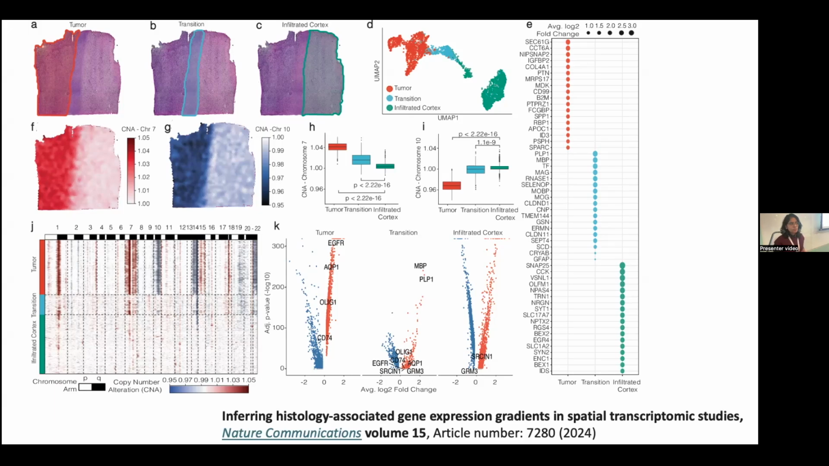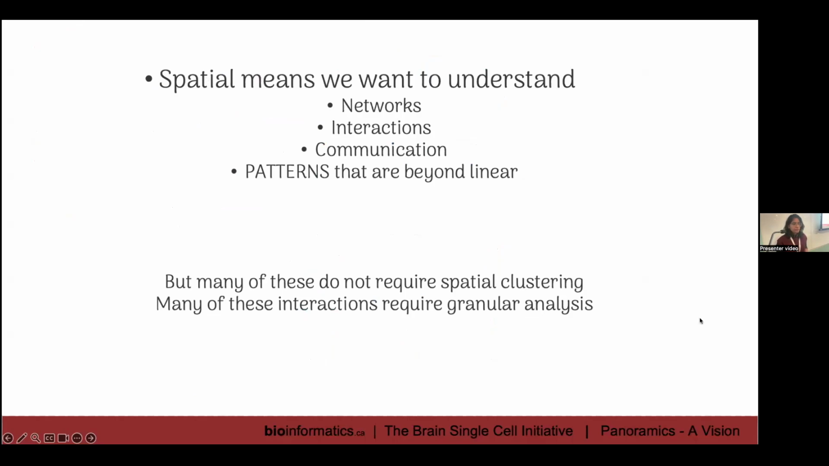I would also start with just simple non-spatial clustering, instead of just jumping into spatial clustering, because there are many different methods. And if there is domain structure, most likely your non-spatial clustering will pick it up. It just won't be so clean. And spatial means we want to understand networks, interactions, communication, and patterns that are beyond linear.